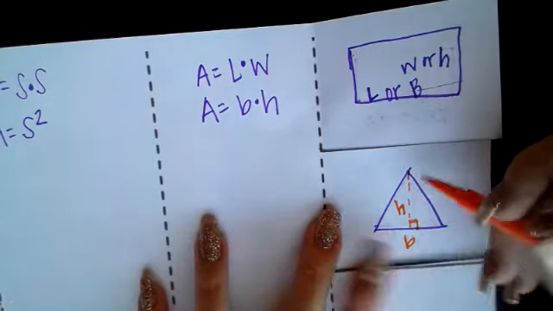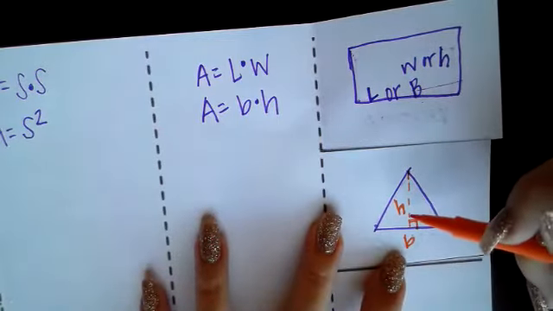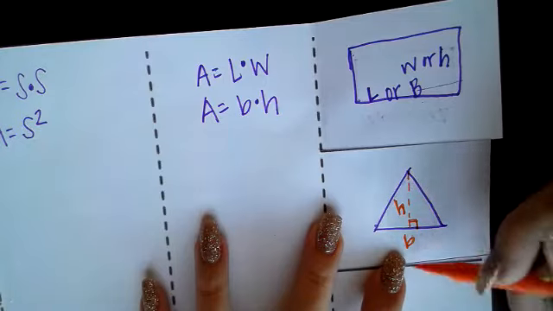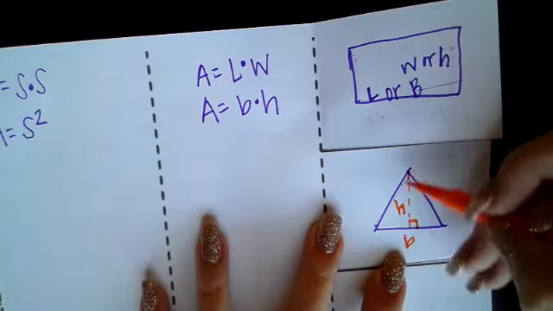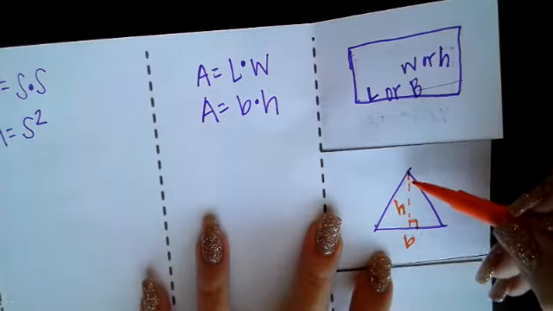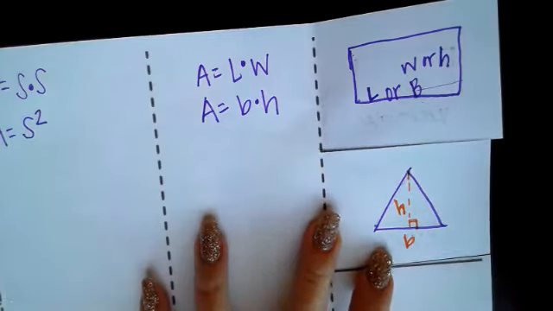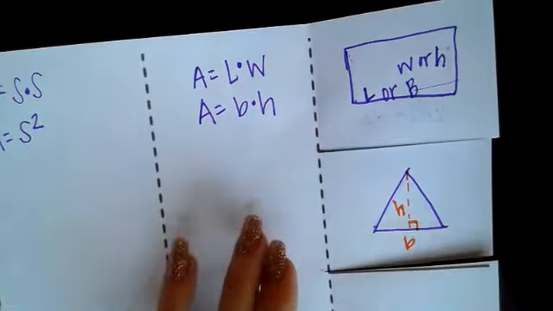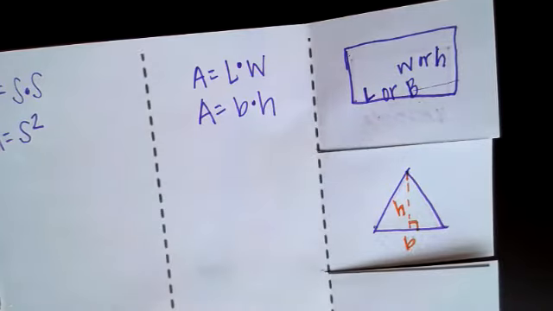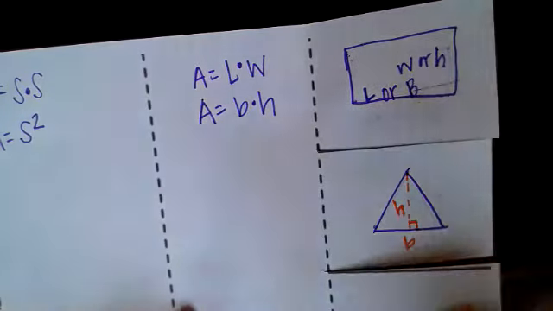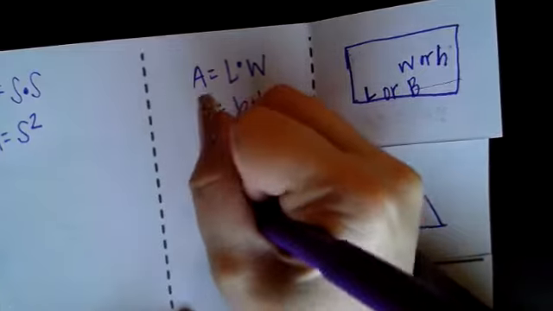And I used a dotted line instead of a solid line, so that you know this is not an additional side of the shape. I'm not splitting this triangle in two. I'm simply measuring the distance from the top and the bottom. So when we find the area of a triangle, we are going to take our base and our height and we're going to multiply them together.